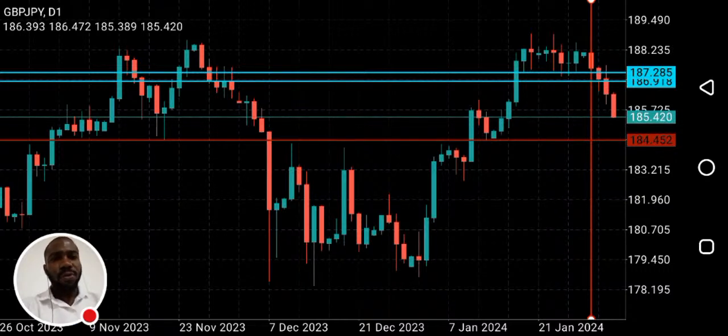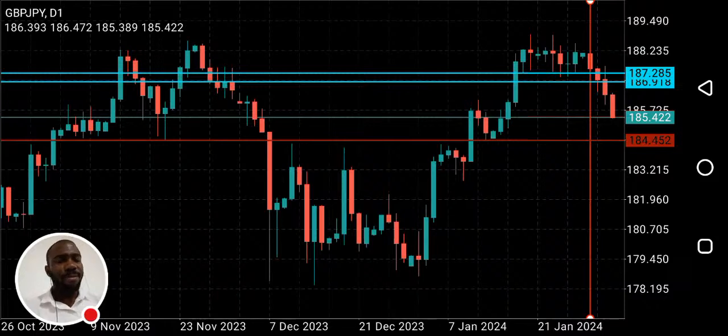It's been an interesting week. As you can see, most of the currency pairs have been ranging. So how has it been on your end? Are you making profits?